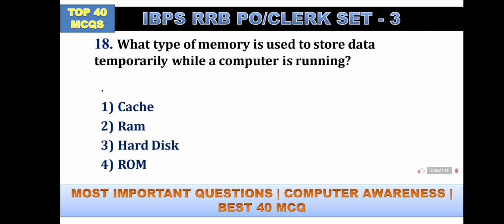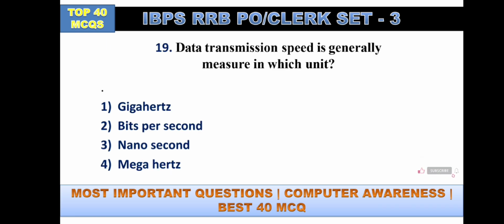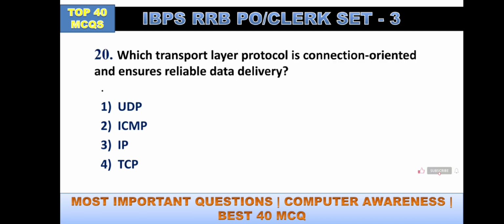What type of memory is used to store data temporarily while a computer is running? When a computer is running, all the data is stored in RAM, random access memory. Data transmission speed is measured in which units? It is measured in bits per second. Bits per second. You will see KBPS, MBPS. Which transport layer protocol is connection oriented and ensures reliable data delivery?